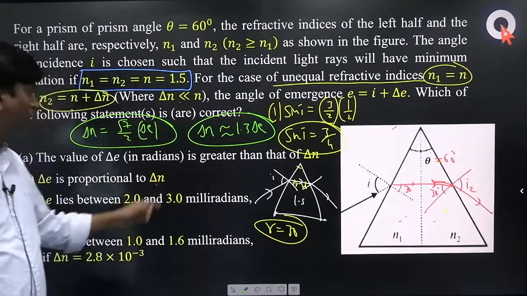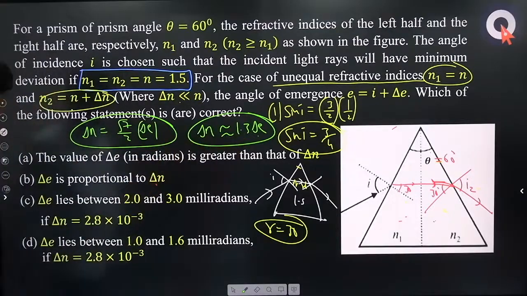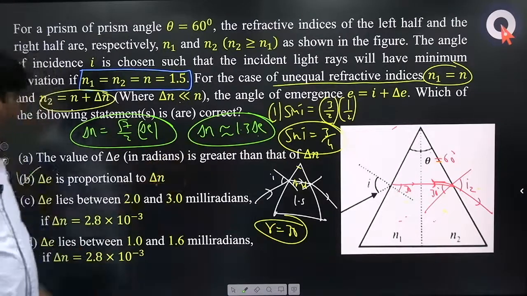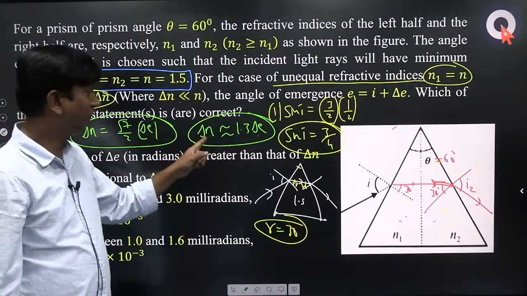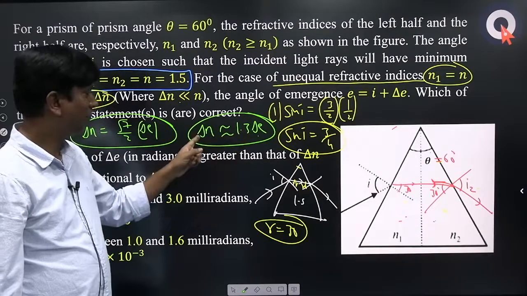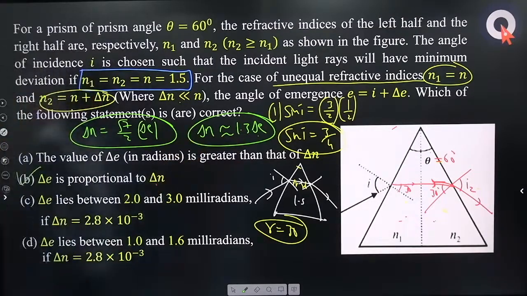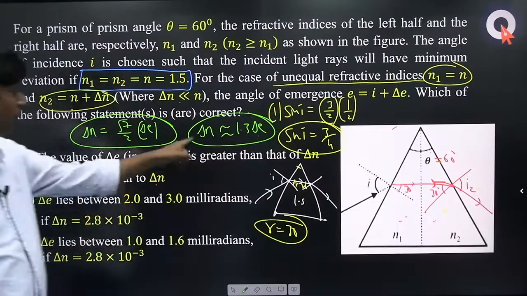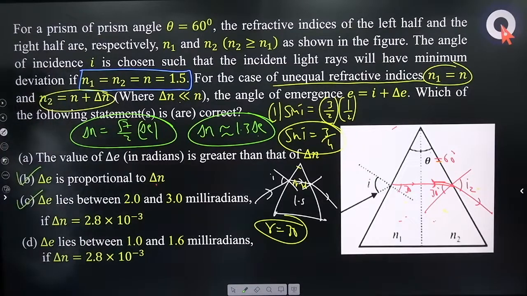Delta E is proportional to delta N, yes. Delta E is definitely proportional to delta N, correct. And delta E lies between 2 and 3 milliradians if delta N is 2.8 into 10 power minus 3. So just check: if delta N is 2.8 into 10 power minus 3 and the factor is 1.3, definitely delta E will be 2.8 by 1.3, which is 2 point something into 10 power minus 3, which is milliradians. Okay, right.